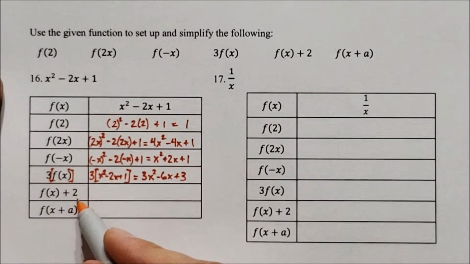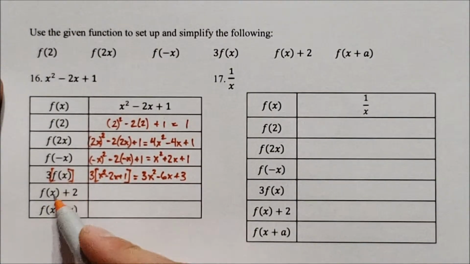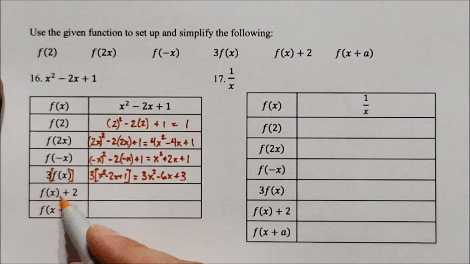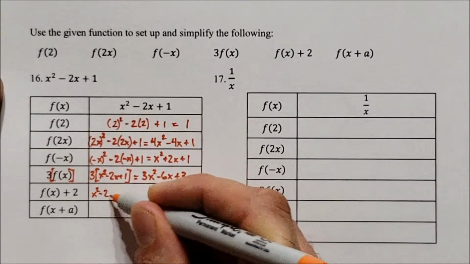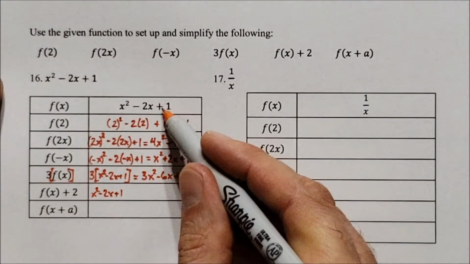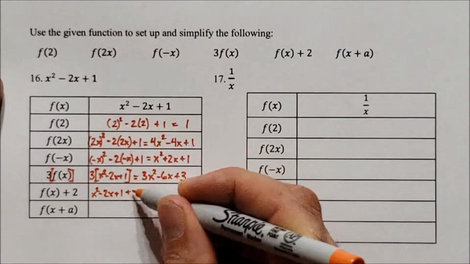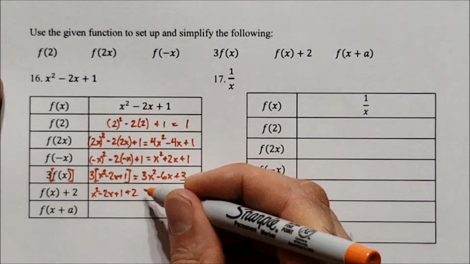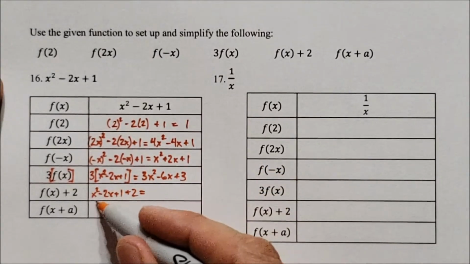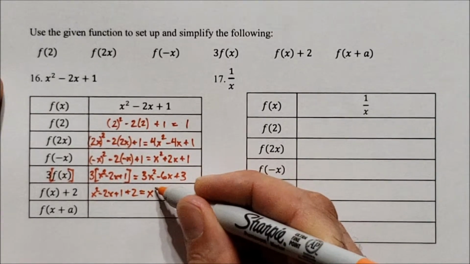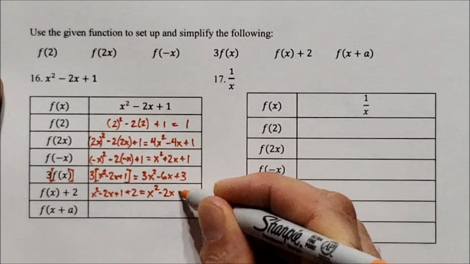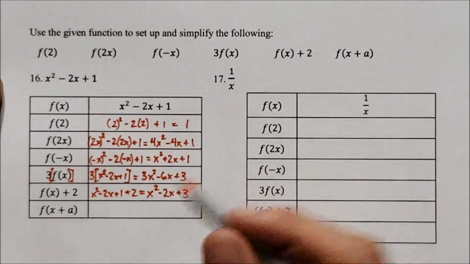F of x plus 2. We're going to take our original function, not do anything to it, and then add 2 to the very end. So this is x squared minus 2x plus 1, the original f of x, and then we add 2 to the end of it. Simplifying this only adds the 1 and the 2 together, our constant term. So x squared minus 2x plus 3.